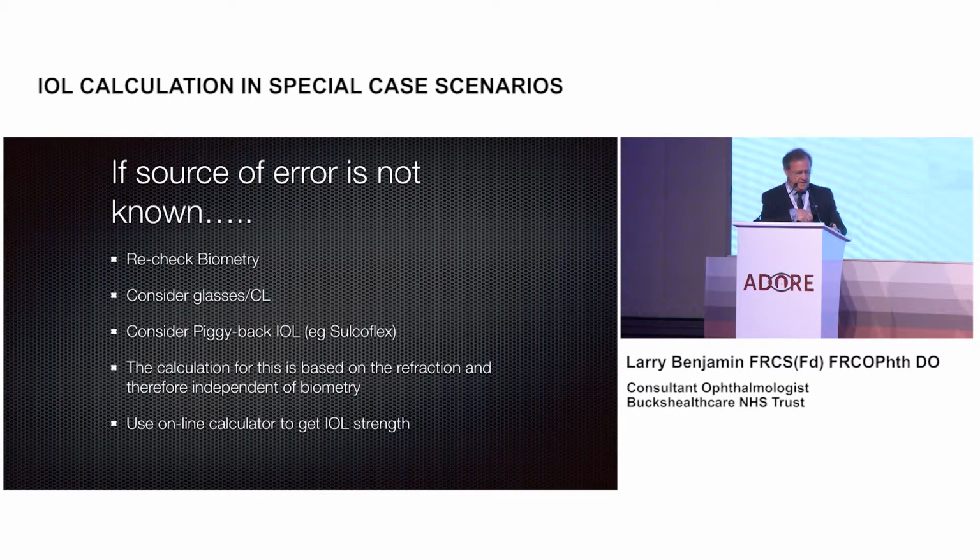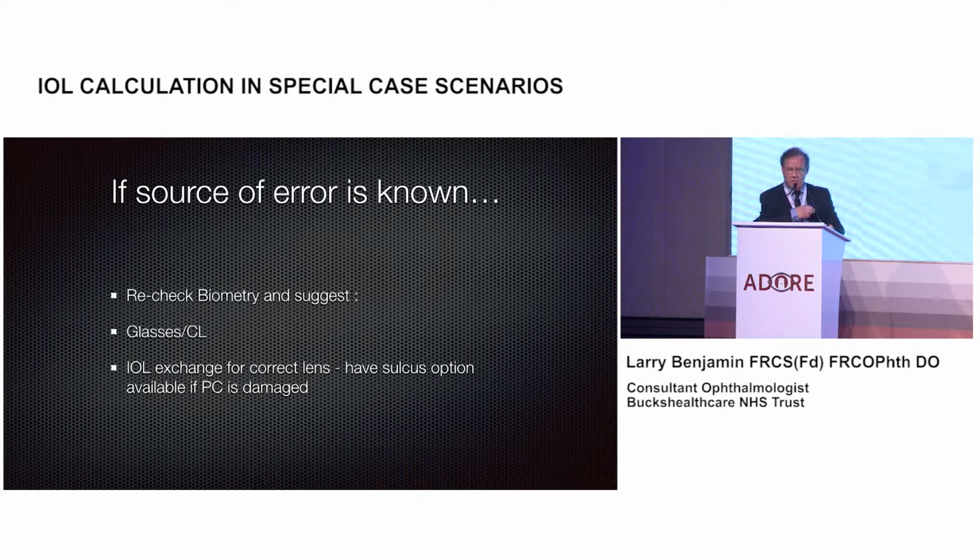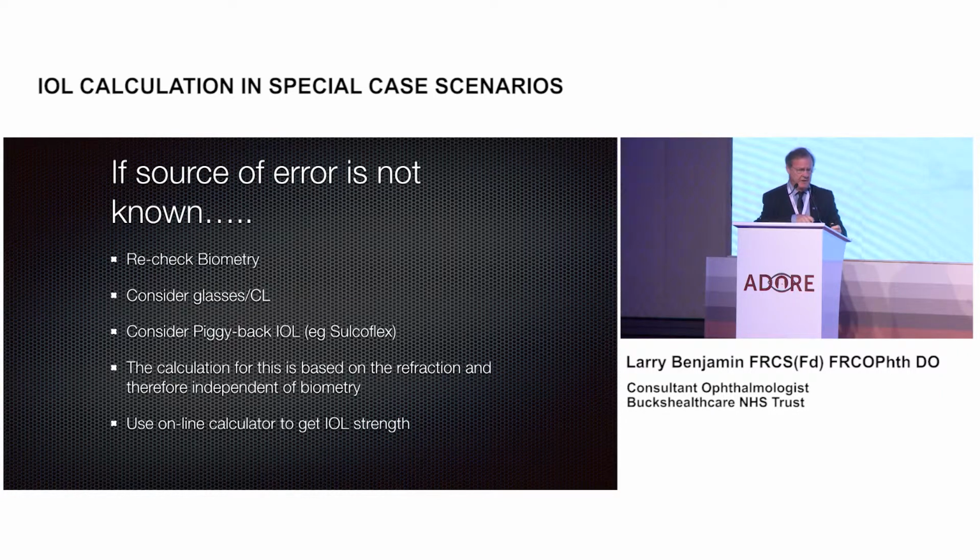So that's if the source of the error is known. If you find that the biometry was all over the place and you've repeated it and you've now got accurate biometry, you can offer them a lens exchange. But if you're not sure where the error is, if the biometry looks like it was good, then if you just repeat the biometry and do more calculations, you're going to get the same error. This is one of those systematic errors that you don't know where it lies.